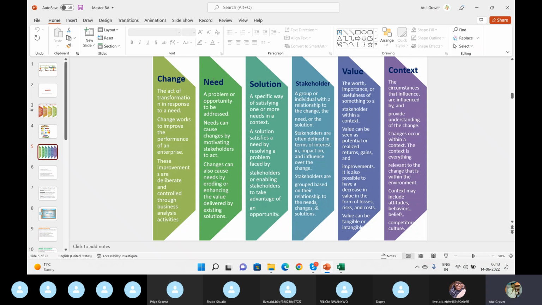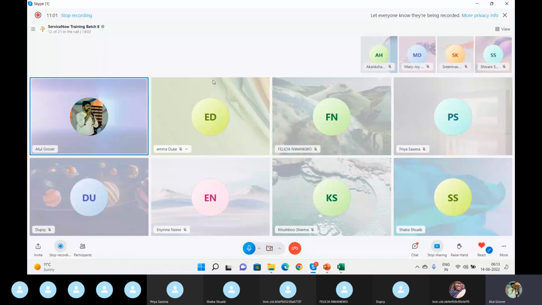There's a problem statement, a problem or opportunity. What the need says is a problem or an opportunity to be addressed. Why are you guys here in this training? That is the need. You want to get a good role. You want to get good money. You want to enter a good company. You want to start your career in ServiceNow. That is the need for you. And you are taking that opportunity to learn now.